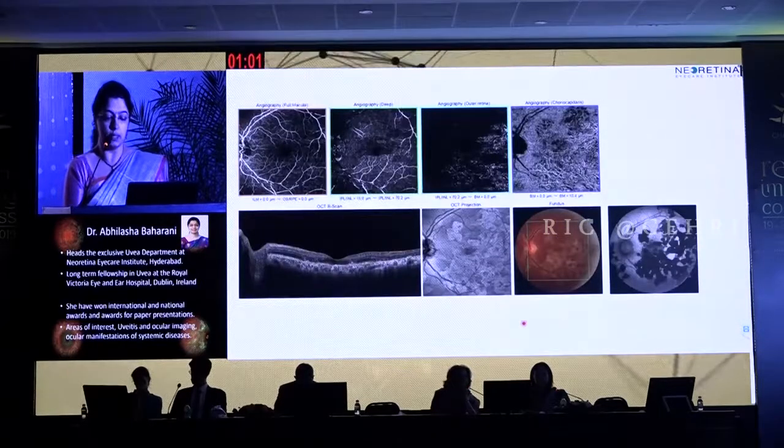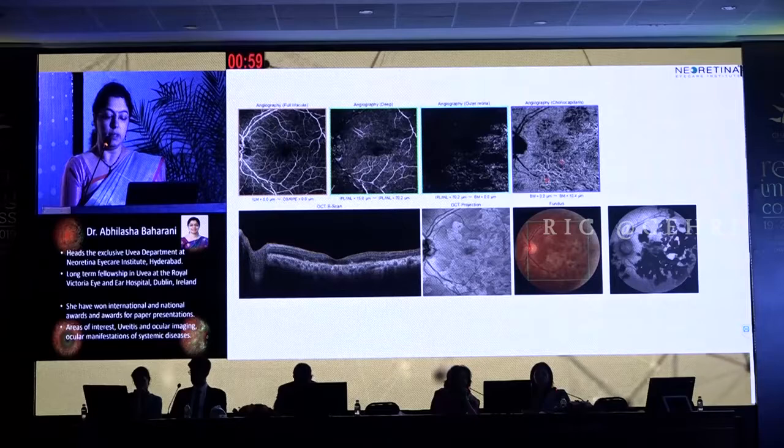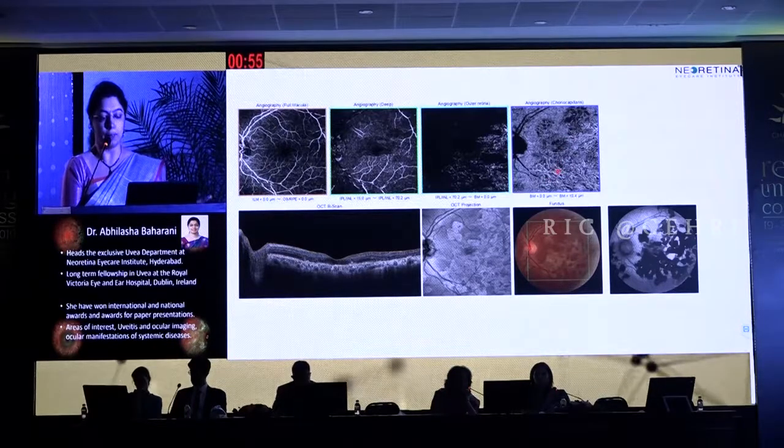This is another case who presented late, and here you see a lot of large vessels because of atrophy of the choriocapillary layer, and you are actually seeing the choroidal vessels from the Sattler's layer, and here you also see the thinning. And here there is marked hypoautofluorescence on FAF because of marked loss of RPE.